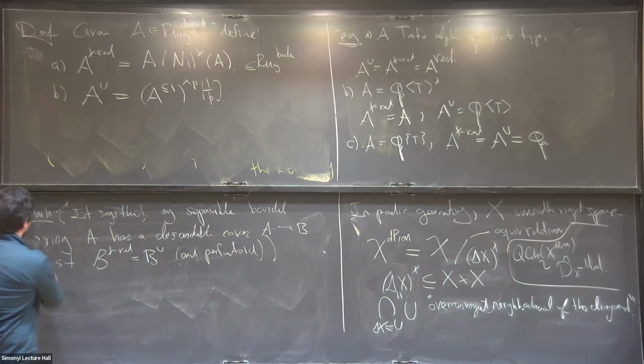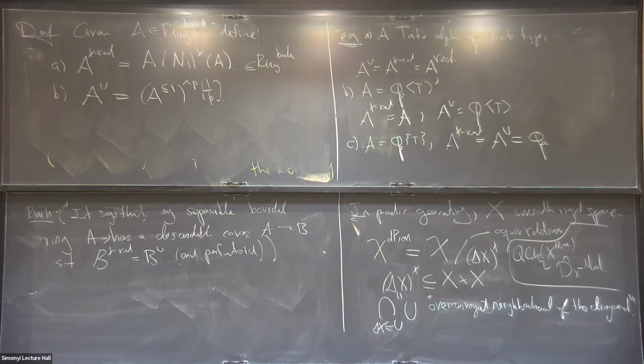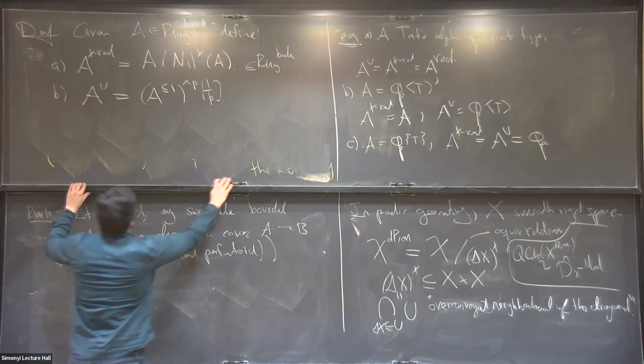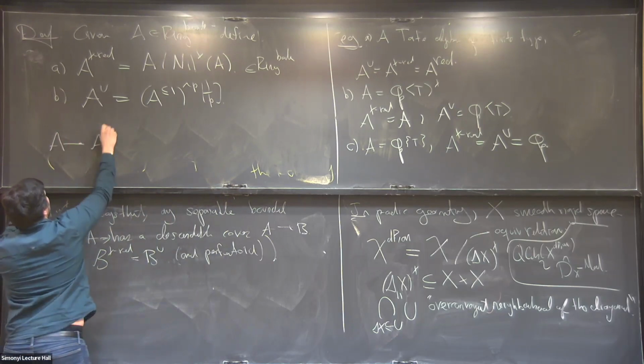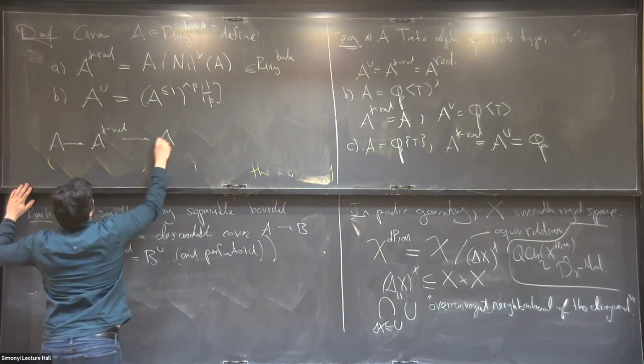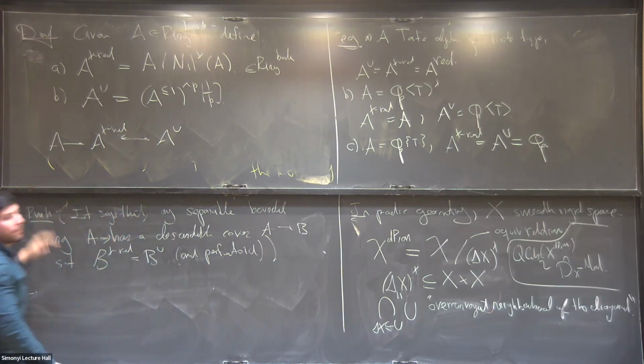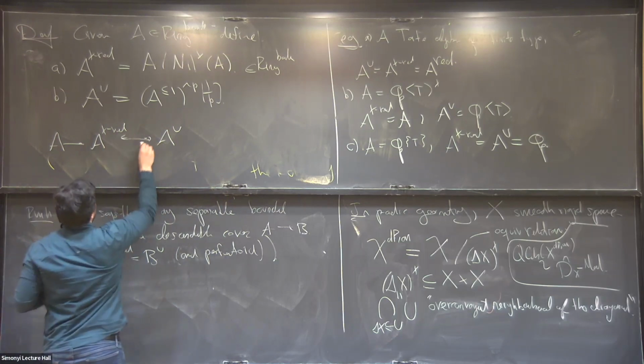Okay, so maybe it's a more basic question. Do we have natural maps from A to A reduction to A_U? Yes, that's a very good point. Thank you. So we have a map from this to this to this, and I think this one is even an injection. Yes, thank you. It's a good one.